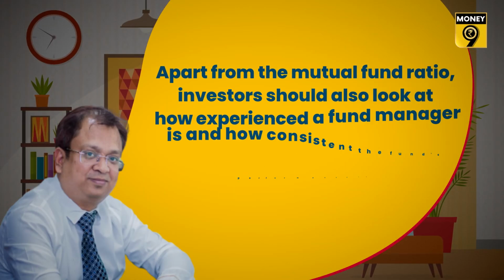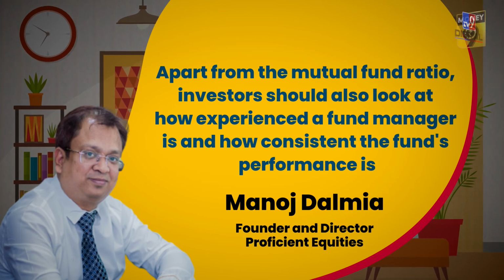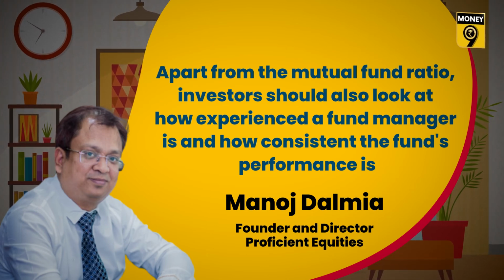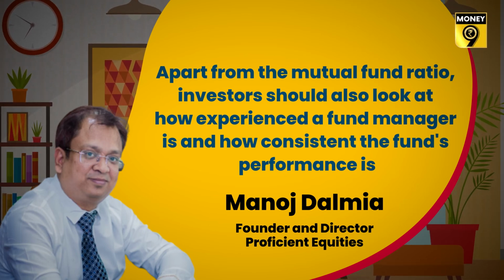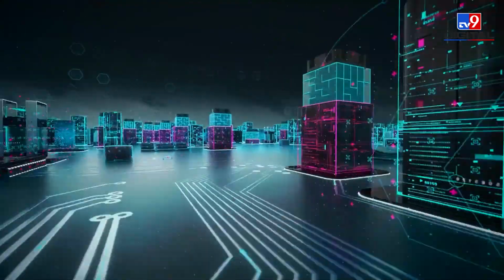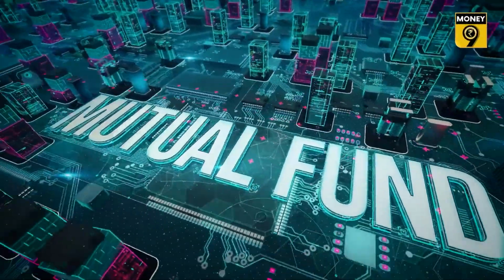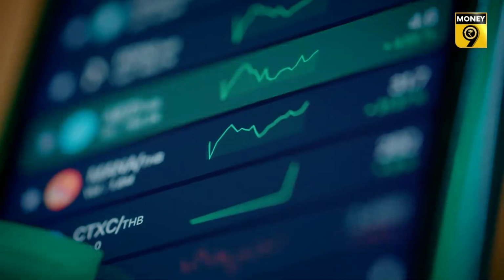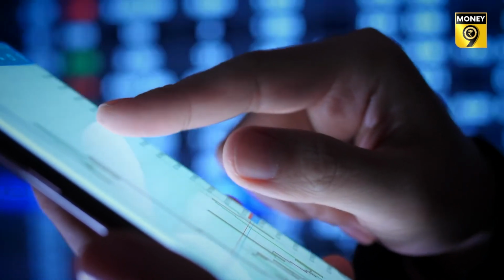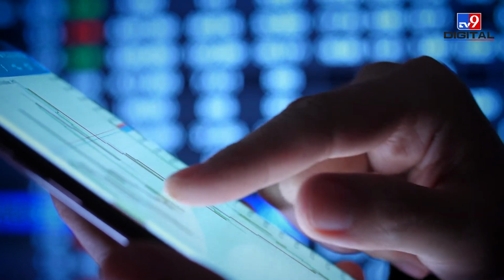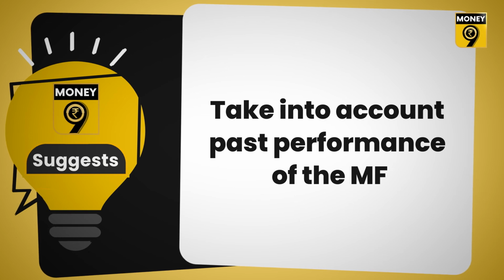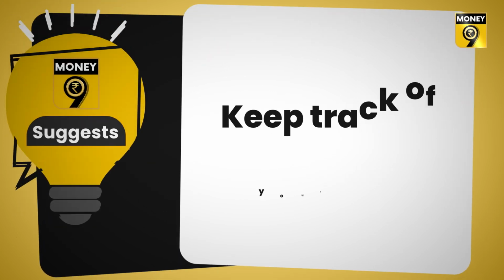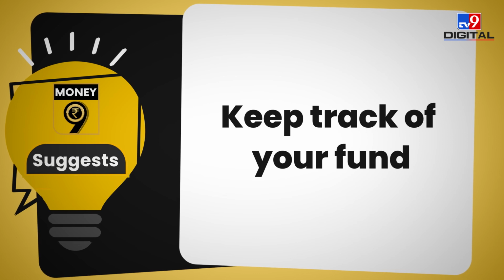Manoj Dalmia, founder and director, Proficient Equities Private Limited says, apart from the mutual fund ratios, investors should also look at how experienced a fund manager is and how consistent the fund's performance is in terms of benchmarks and AUM. Money9 suggests, you must have often heard that the past performance of a fund is not a guarantee of its future performance. This means that you cannot predict the guaranteed rate of return on investment. That is, you cannot depend on the performance of any mutual fund only based on its previous years. First of all, you need to keep an eye on your investments to ensure that you make wise decisions and get the best returns.